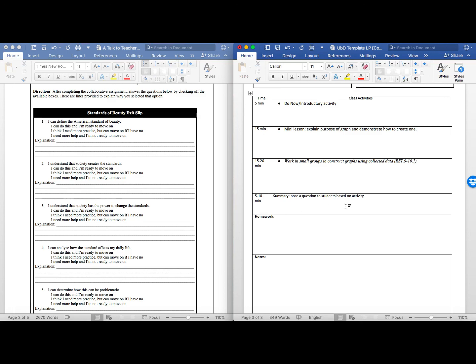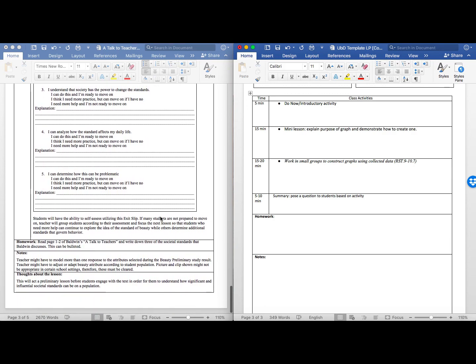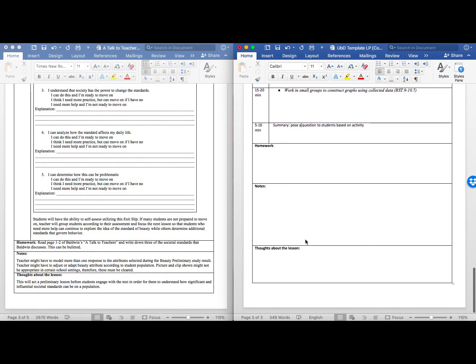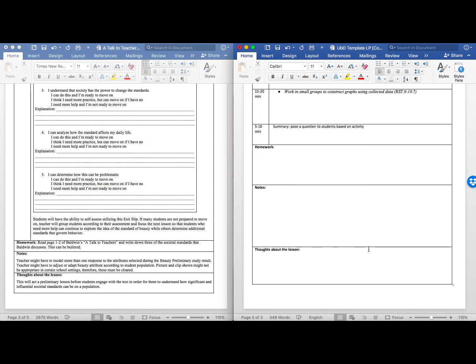So I really need you to be mindful of how your lesson is going to close. You need to leave time for a closing. It's kind of like wrapping the bow on a present. How are you going to be wrapping this bow on your lesson plan, if that makes any sense? And so here at the end, you have 3 additional more tabs. You have homework, notes, and thoughts about the lesson.